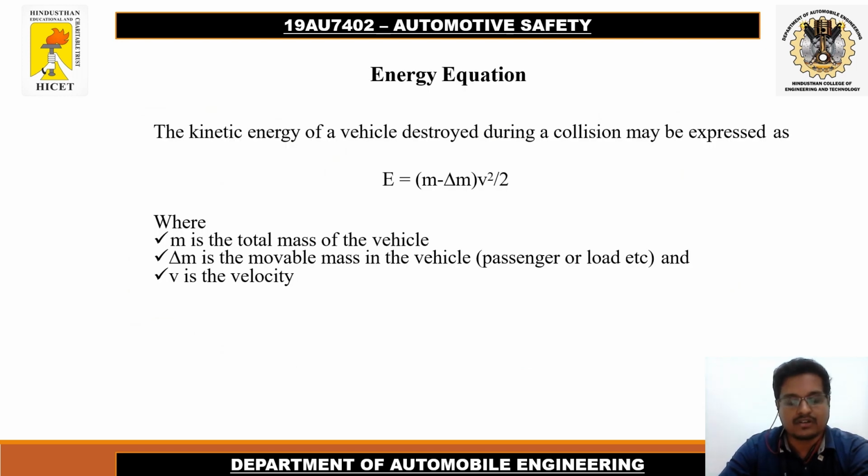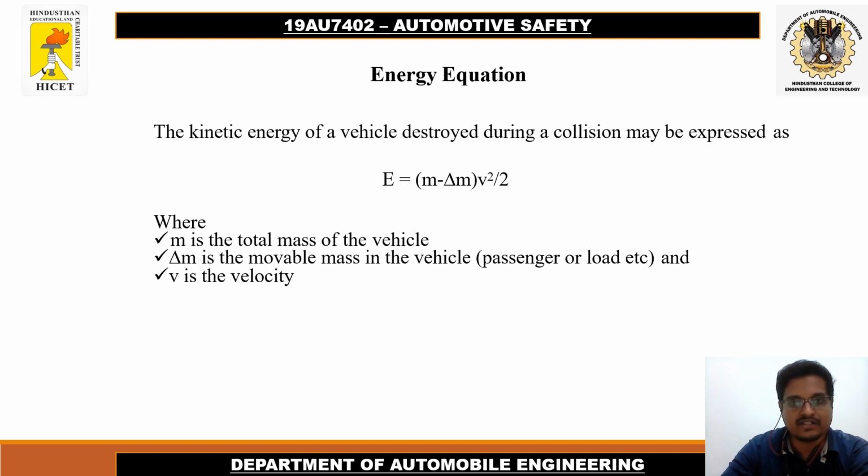So before going into the crumble zone, we have to know about the energy equation. That is, a vehicle is a dynamic body. It possesses kinetic energy. So during a collision, this kinetic energy is transferred to the passenger cell. It may create hazards or injuries to the passenger. So the kinetic energy of a vehicle destroyed during a collision may be expressed as E, that is energy, is equal to (m minus del m) into v square by 2.